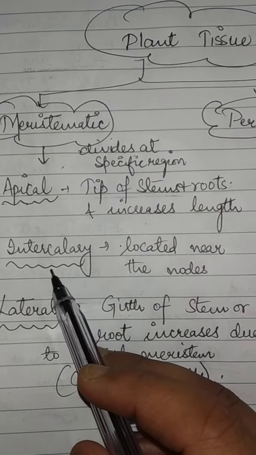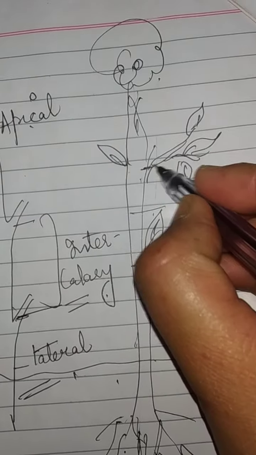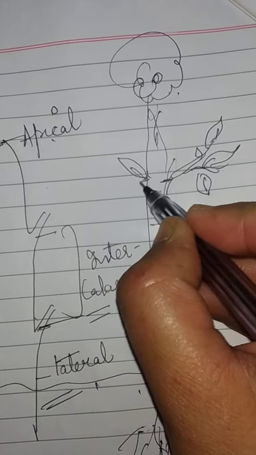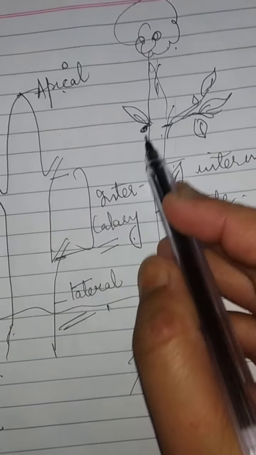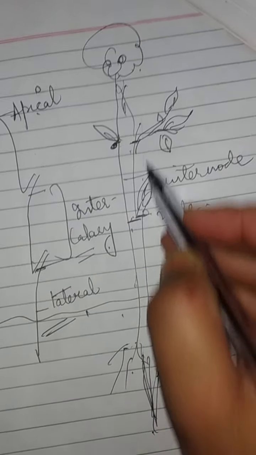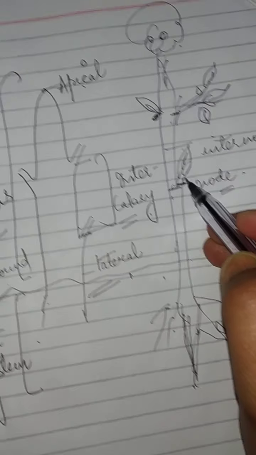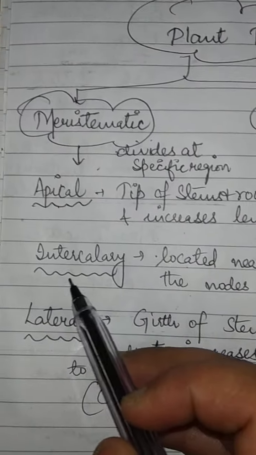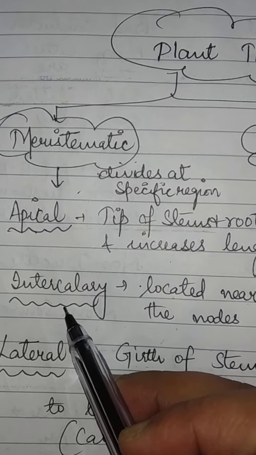Second is intercalary. As I told you, it is located near the nodes where buds arise. Small buds arise here. So these are called nodes, and this area develops some functions. Leaves are there, especially in bunches. So they all depend on intercalary meristematic tissue.